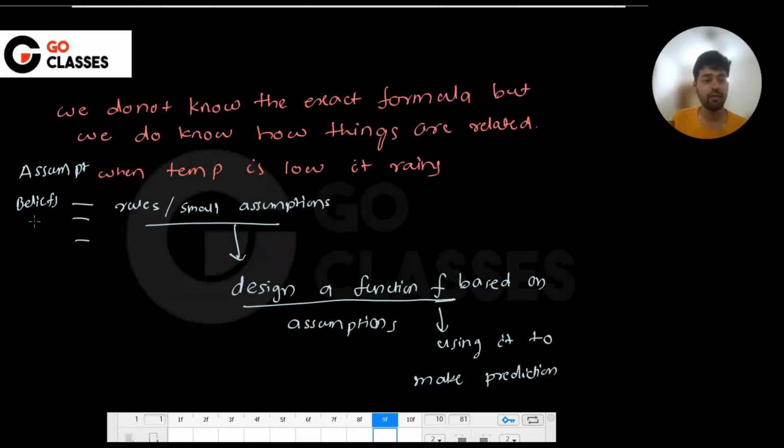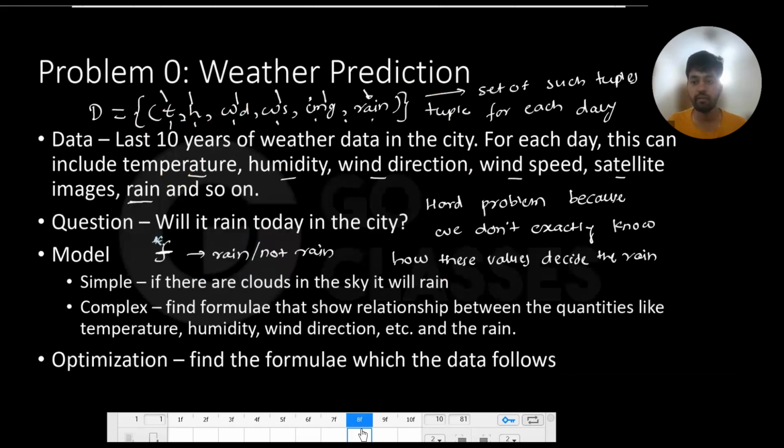Your assumptions have to be appropriate. So for example, since I don't know anything about weather patterns, I can just make a simple assumption that if there are clouds, it will rain. So based on my understanding of the domain, I am making this assumption, right? And I can convert this into a mathematical formula. The formula can be something like this.